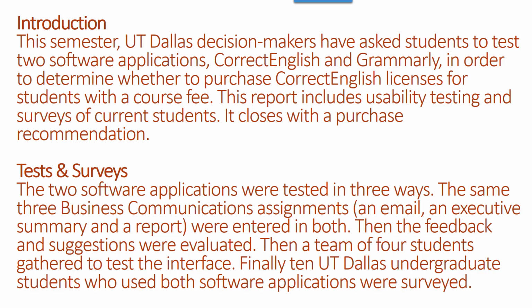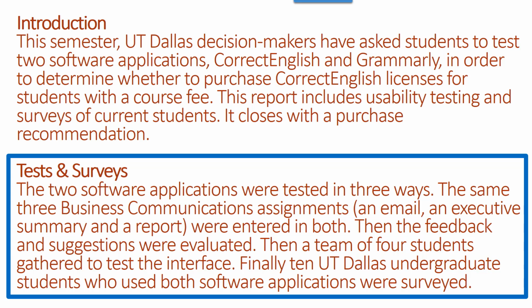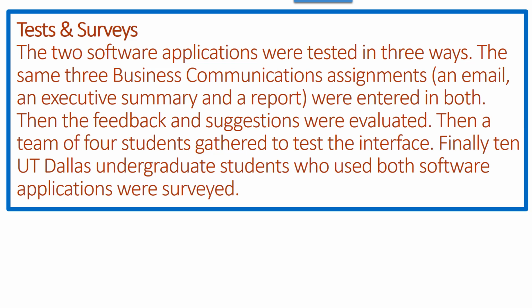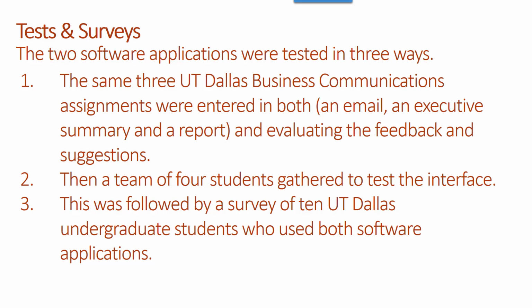So here are 2 headings. Our second heading is tests and surveys. So what is this paragraph about? Tests and surveys. So now it explains the way that the software applications were tested. They have students who inserted 3 assignments, then feedback, and then 4 students tested the interface, and then there was a survey. So we look at this paragraph, how can we improve that? Well, if we look at the paragraph itself, we see we're talking about 3 things that are 3 different testing methodologies. Well, 1, 2, 3.